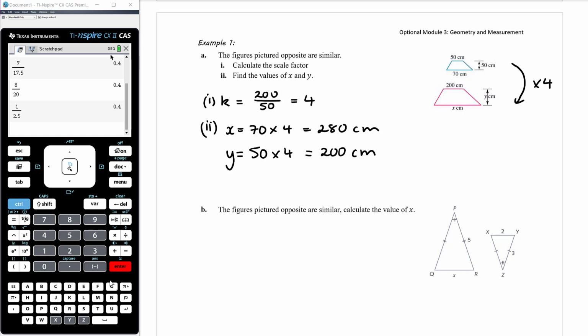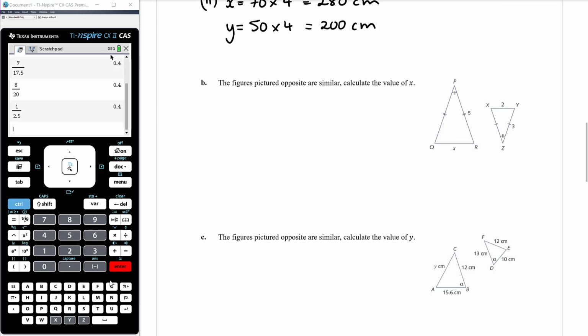Okay, part B. The figures pictured opposite are similar. Calculate the value of x. I would strongly encourage you to start, before you deal with problems with similarity, to reorient your shapes so they're both in the same direction. So this one's upside down compared to this one, so I'm just going to redraw this one so that it's in the same orientation as the larger one.